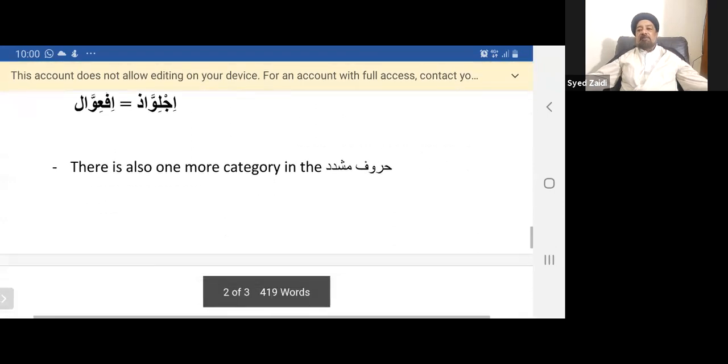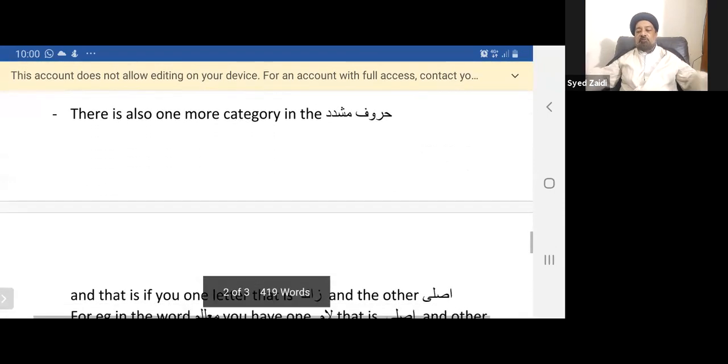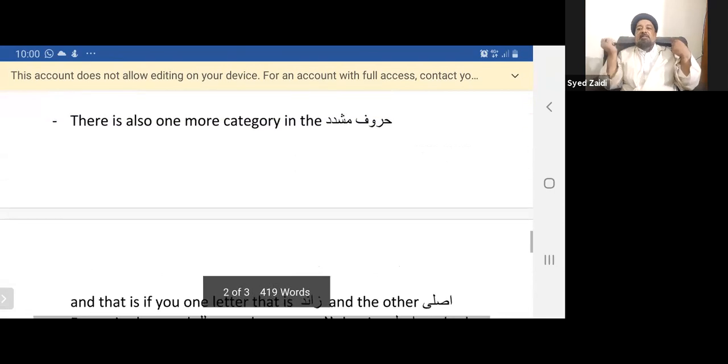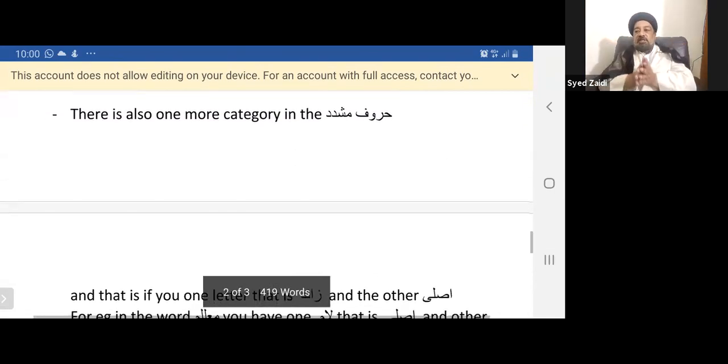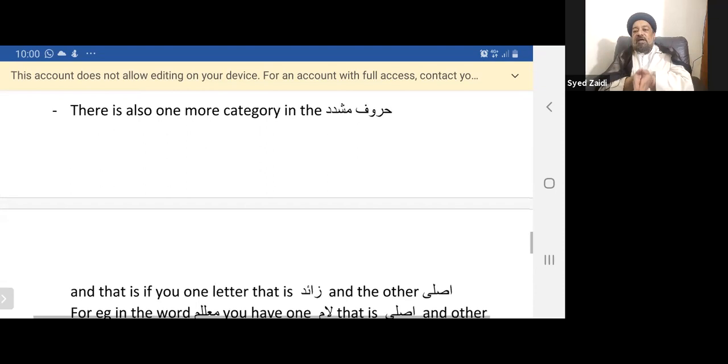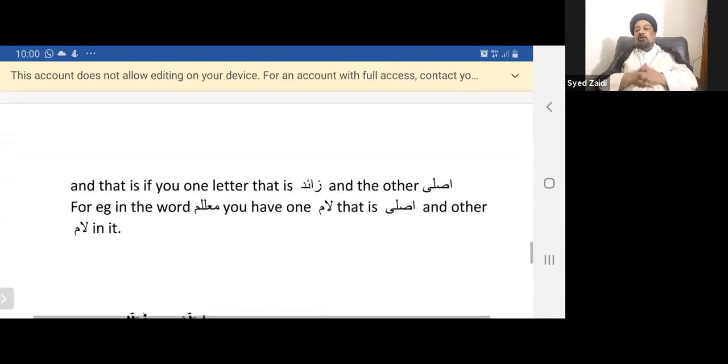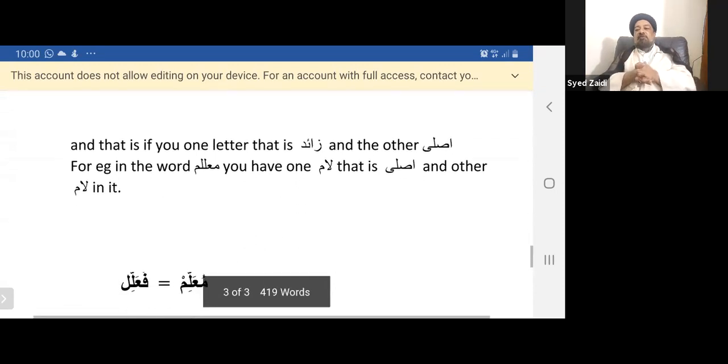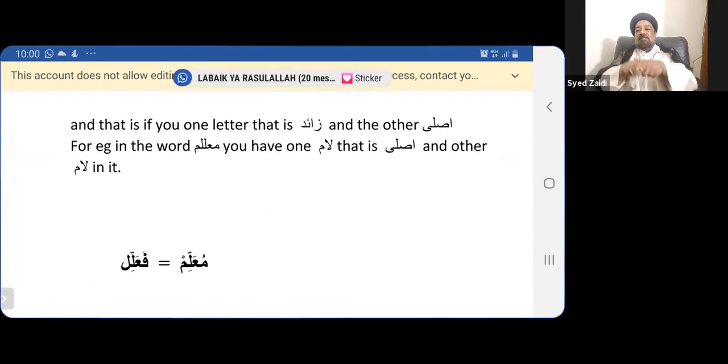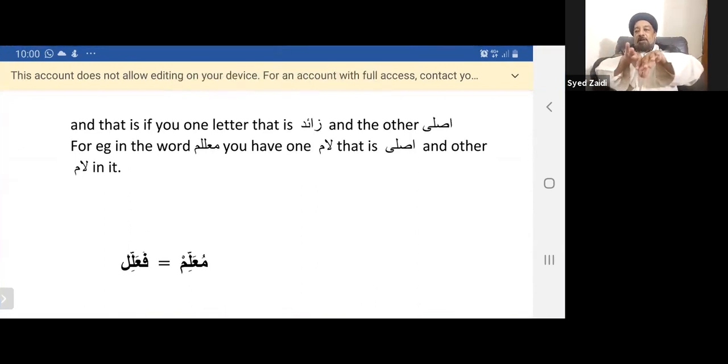Now, sometimes there's another category of huruf mushaddad, and that is sometimes you're not able to distinguish the differences between huruf asli and huruf zaid. What do you do then? Sometimes you have rules in al-Sarf to distinguish between the harf asli and harf zaid. When you find a merger has happened, and then you open up the letters and you open up the word, you can find out by looking at the letters which letter was asli and which letter was zaid.